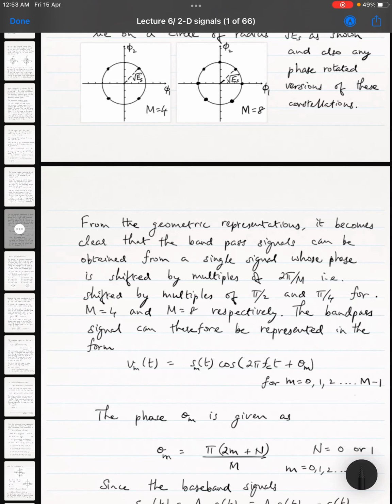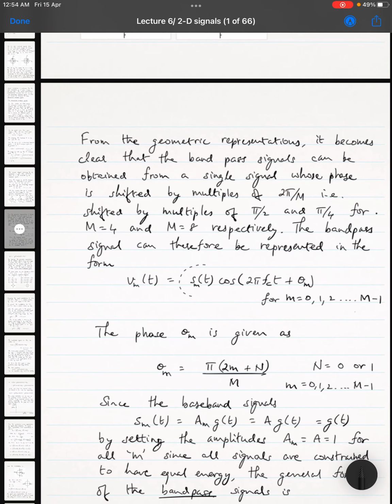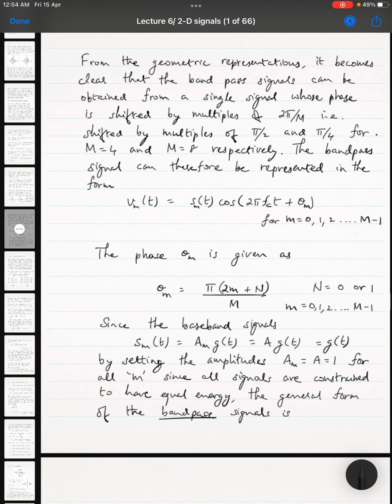So in general, when we have signals with equal energies in the baseband, the corresponding bandpass equivalents also will have equal energies. So the corresponding bandpass signals simply can be thought of as the baseband signals multiplying the carriers of a certain frequency and a certain phase shift. So the phase shift theta m determines the signal point in the constellation. Depending on the value of M, that is the number of signals we need, we can create that many phase angles. For M equal to 4, we have 4 different phase angles. For M equal to 8, we have 8 different phase angles, and so on. So the general notation to calculate the phase angles is theta m, which is given by this expression.